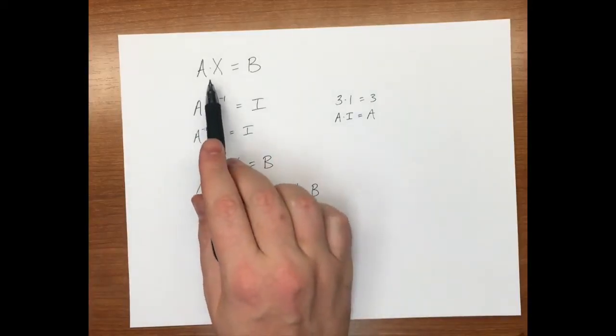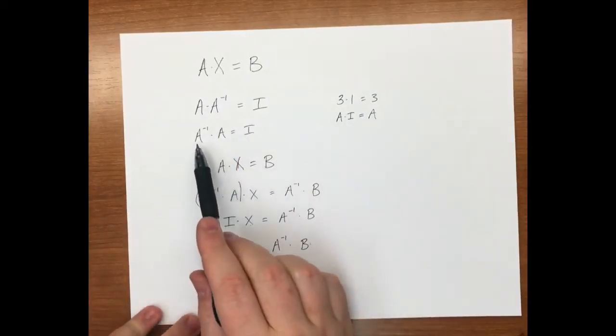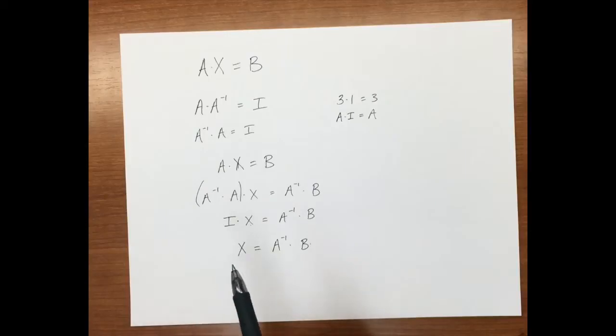So whenever we have Ax equals b, we're always going to multiply on the left-hand side of both sides of the equation by A inverse. But in order to multiply by A inverse, we need to actually know what A inverse is. So let's take a look at a specific example.